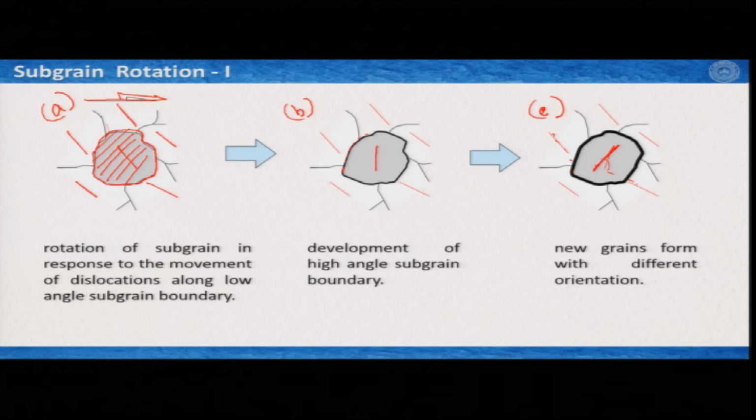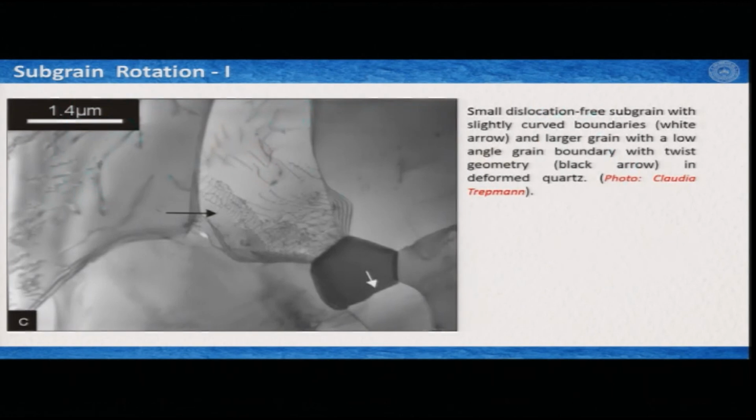These things do happen at the grain boundaries, and this is how it has happened in this TEM image. For example, this one is a small dislocation free subgrain with slightly curved boundaries, white arrow here, and a larger grain with a low angle grain boundary with twist geometry. This one is another. We are not going to go into the details of this twist geometry, but this is certainly a small grain compared to this large grain, as you can see here: this one, this one, this one and this one.